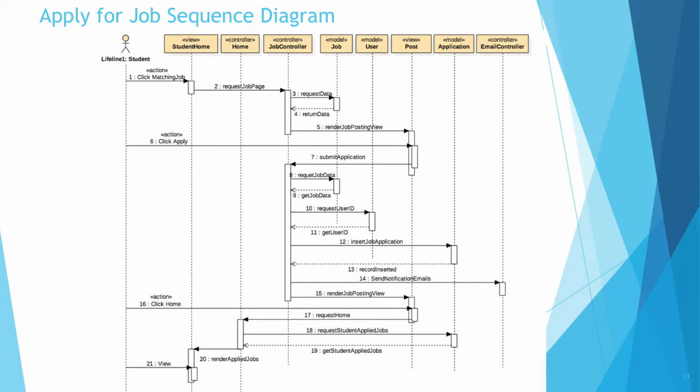The student applies for a job. The job controller handles the logic for that application. It tweaks some models for the job using the user model. It saves the application and it sends an email confirmation to the employer that a student applied for the job. It generates all the logic behind it so that the student is not able to apply for the same job multiple times.